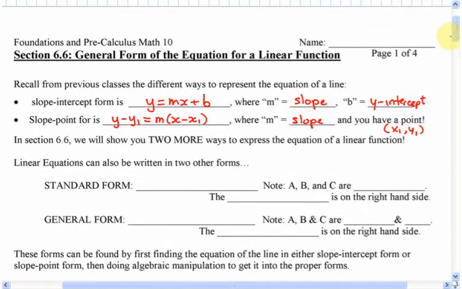In this section, though, we will show you two more ways to express the equation of a linear function, just because we want to confuse you even more. So linear equations can also be written in two other forms. In this case, the standard form, which is ax plus by equals c.